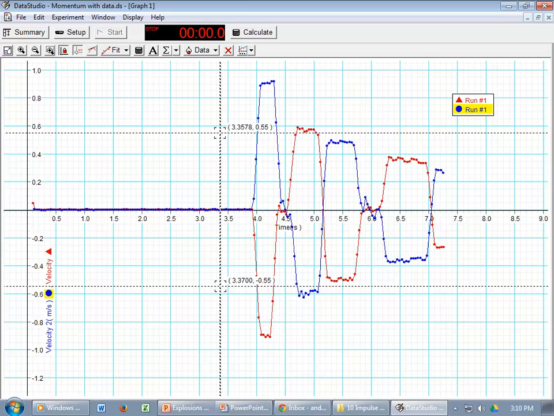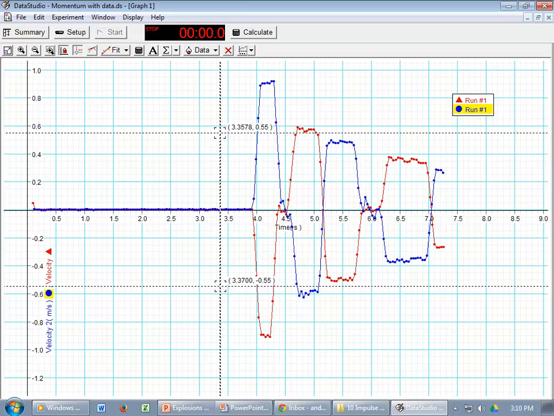Now, this is basically the carts before you hit the little plunger. So nothing's moving, so the velocities are 0. Notice this is a big graph of velocity versus time. Right? One cart is represented by a blue line, one cart is represented by the red line. Now here's where the explosion takes place, and then here's the cart afterwards.